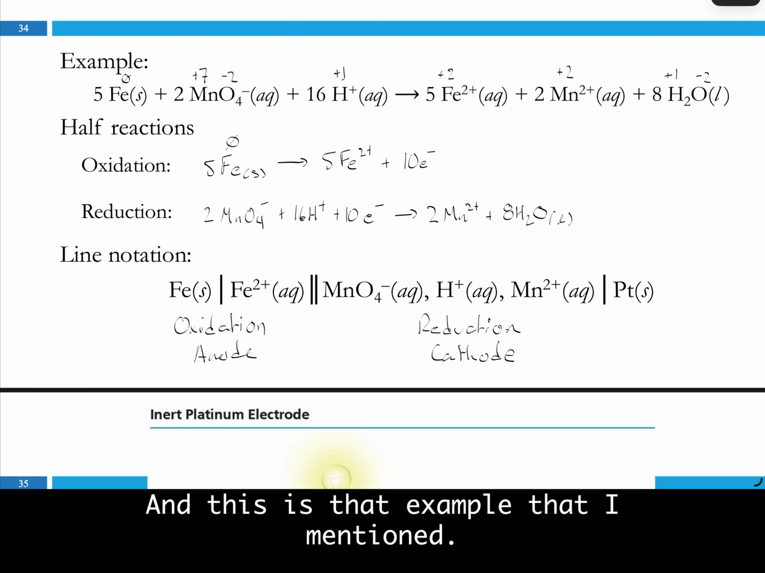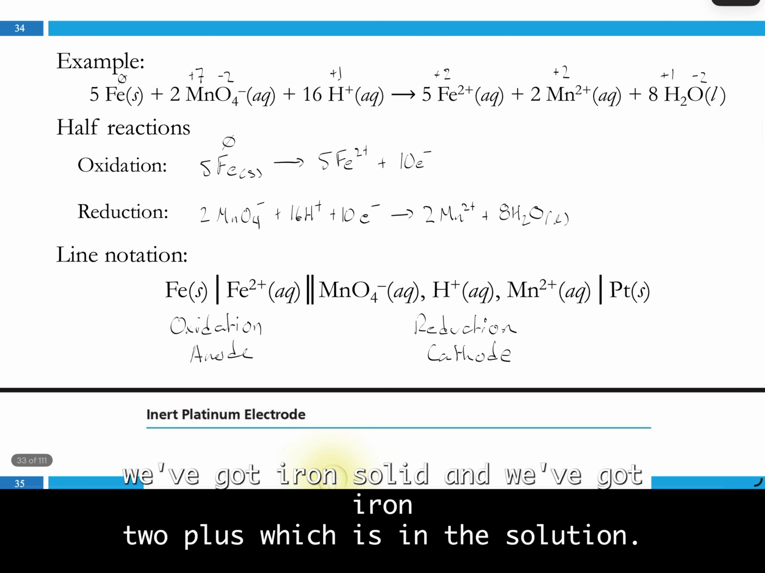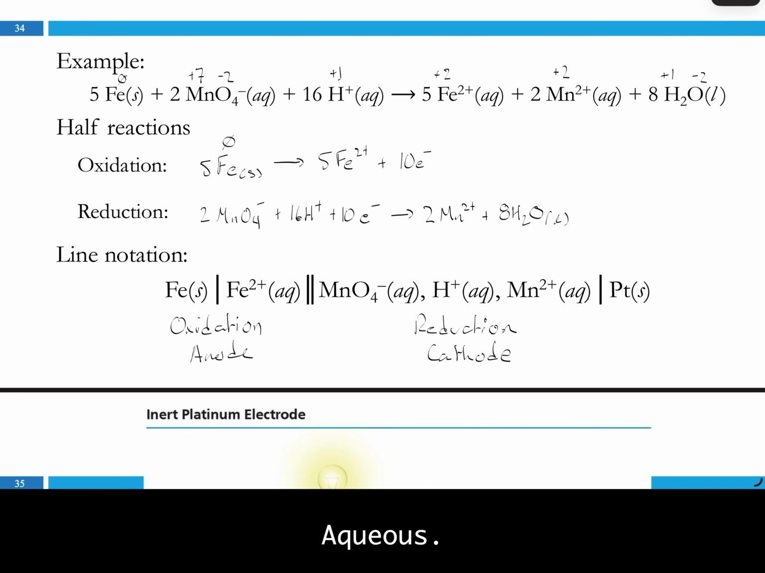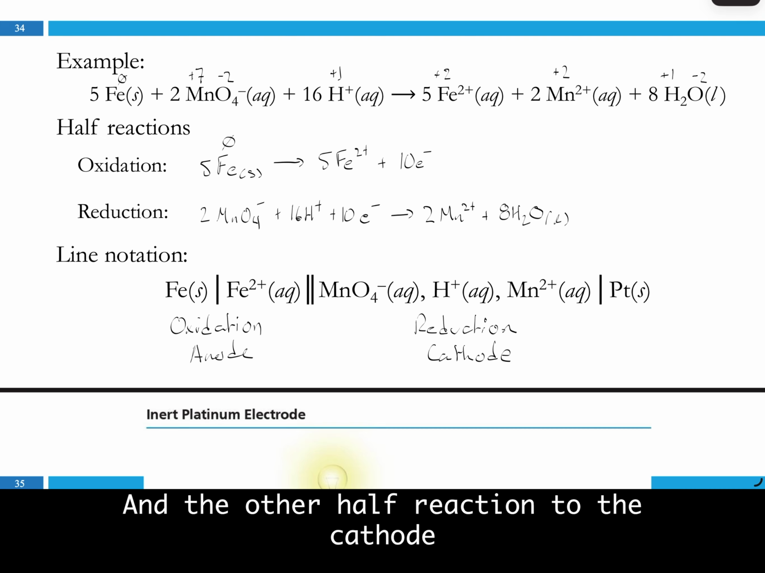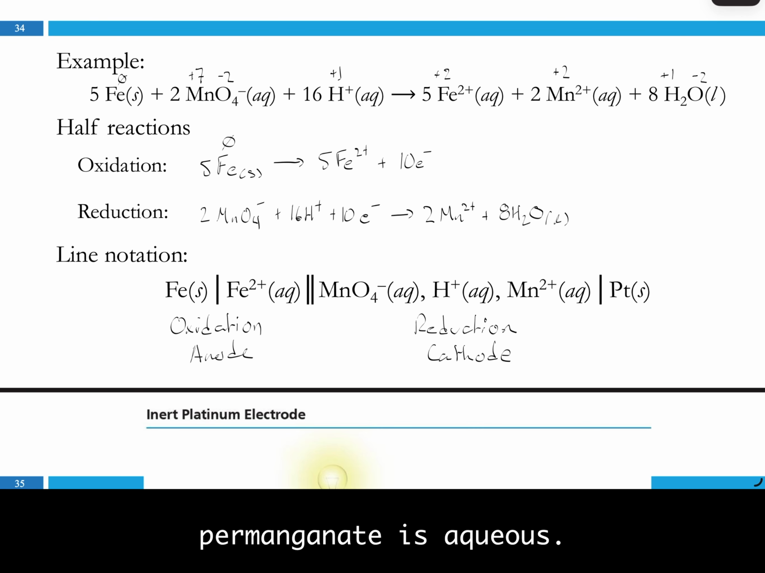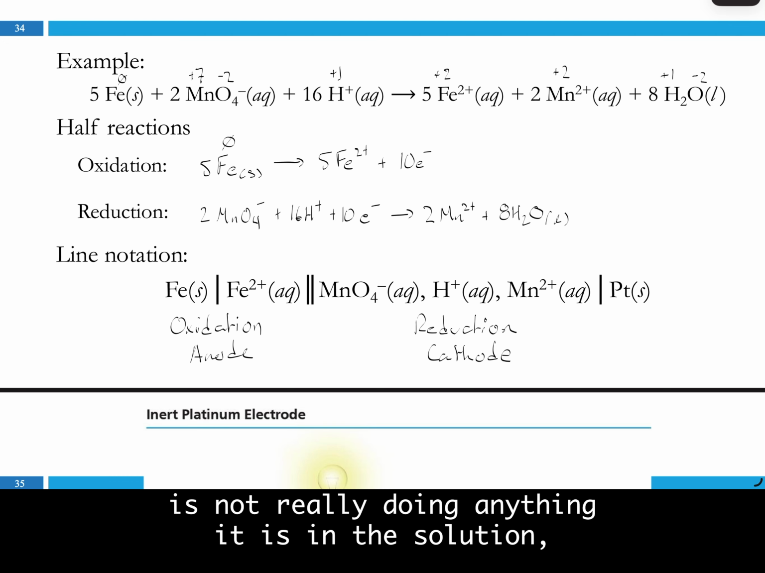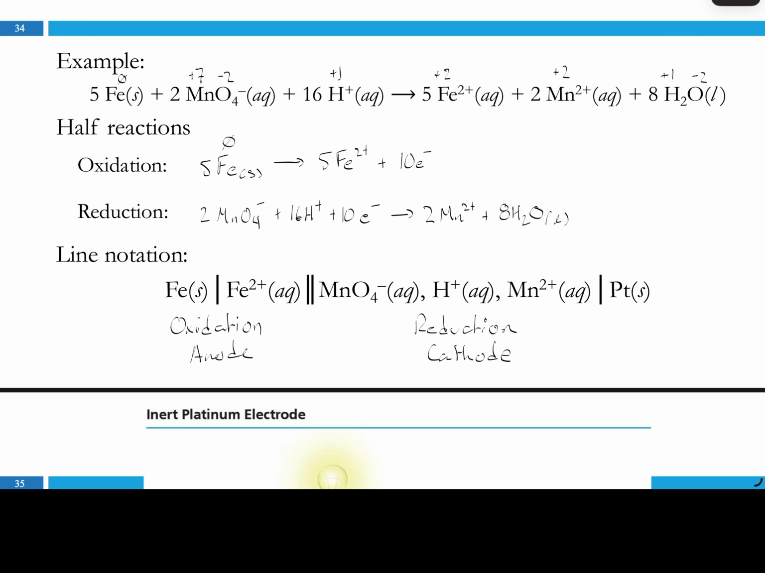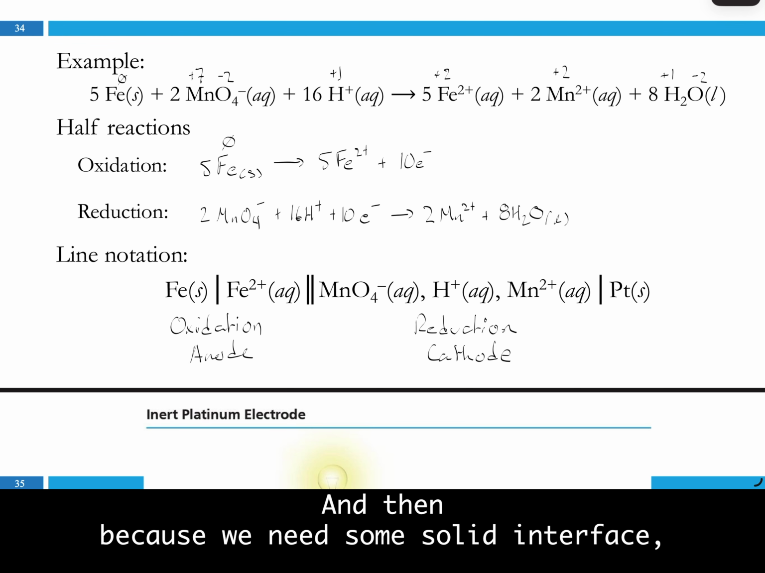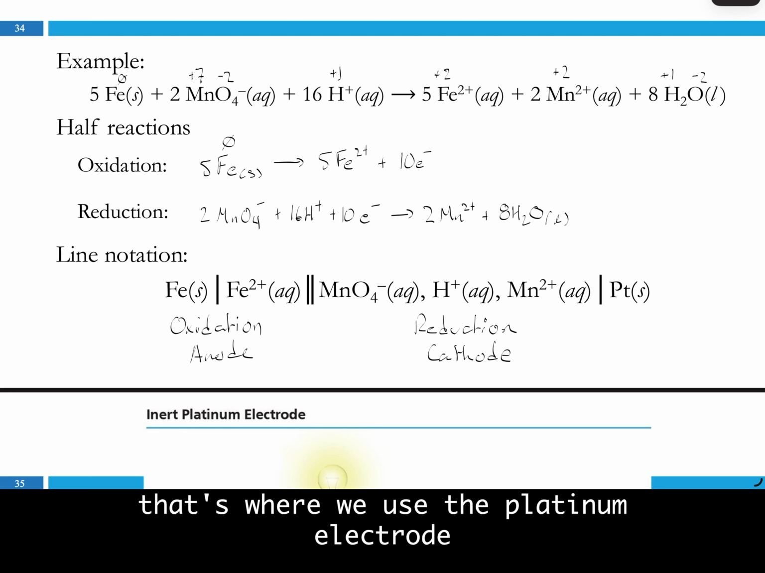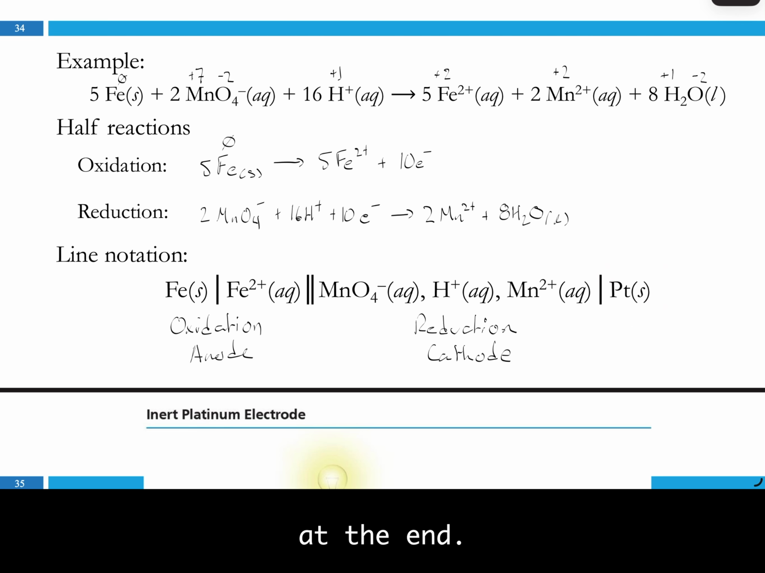And this is that example that I mentioned, right? So we've got iron solid, and we've got iron 2 plus, which is in the solution, aqueous. In the other half reaction at the cathode, permanganate is aqueous, manganese is also aqueous. And even though hydrogen's not really doing anything, it is in the solution, another ion that's in the solution. So we include it here, aqueous. And then because we need some solid interface, that's where we use the platinum electrode at the end.